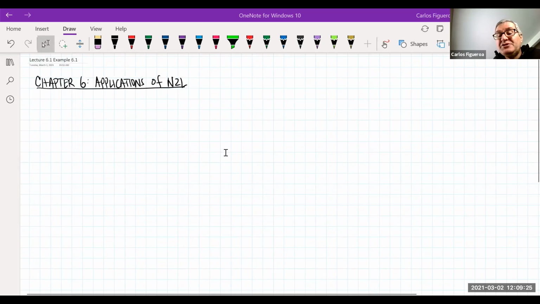First exam is after this chapter. I have an estimate in the calendar, but assuming that we keep to that calendar, that's where we're going to be at.